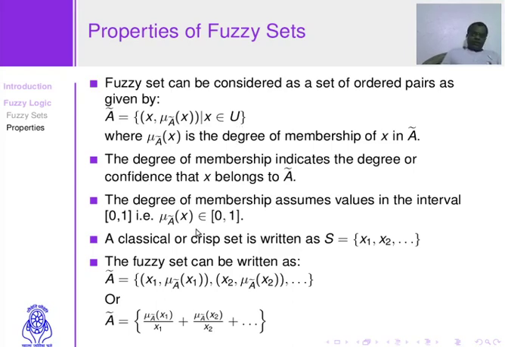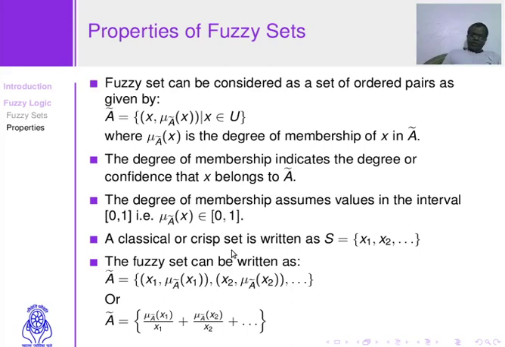If you consider a classical set or crisp set, then it is written like this. All the elements are enclosed within two brackets and each element is separated by a comma. For example, consider the set A written here. In this set there are some elements like x1, x2. So we write them within the brackets and every element is separated by a comma. In the same way we can write fuzzy sets also.